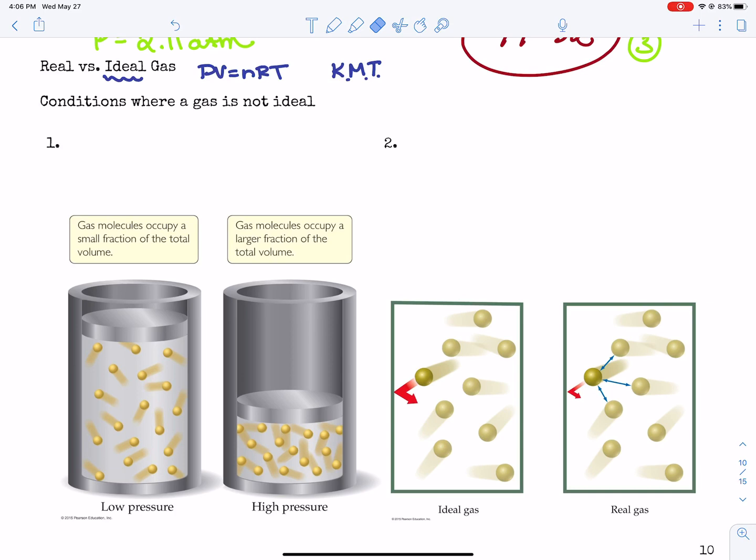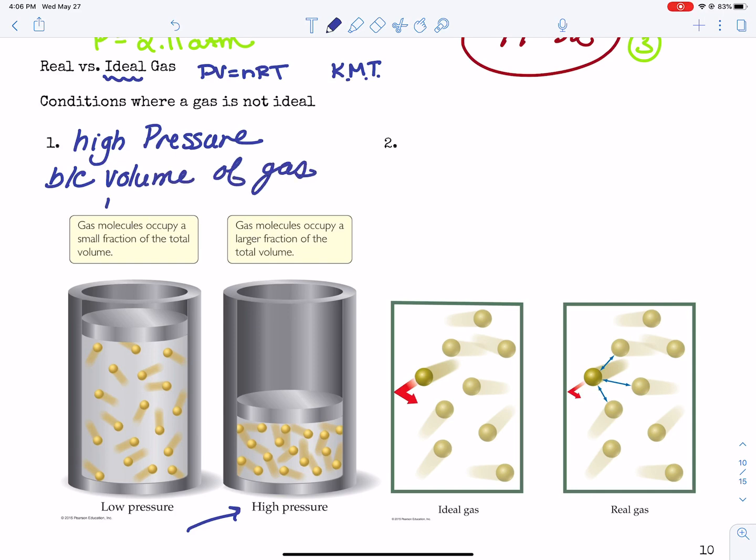Well, when would that happen? If, for example, you are under high pressure. So the first condition where a gas is not ideal is under high pressure. Why is that? Because the volume of the gas is not negligible. The volume of the gas is a larger fraction of the total volume.